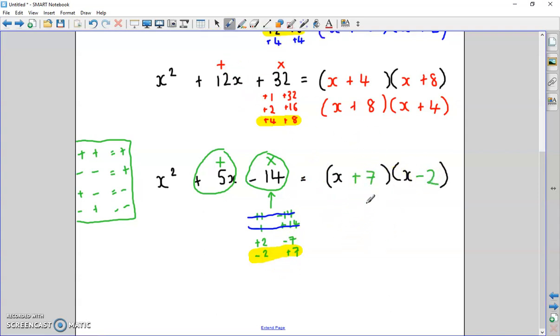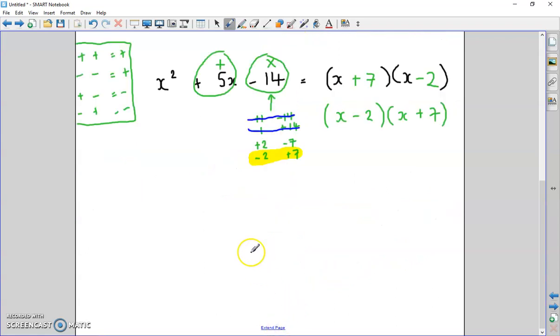and a plus 7. Now if you wanted to swap the brackets around, you can put them the other way around, but the minus must be with the 2 and the plus must be with the 7. So you can swap them around, but the right sign must be with the right number.